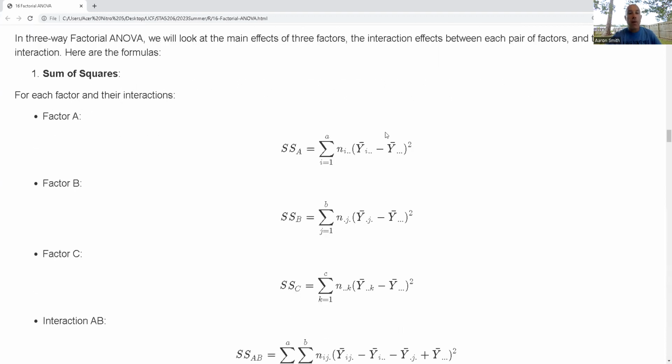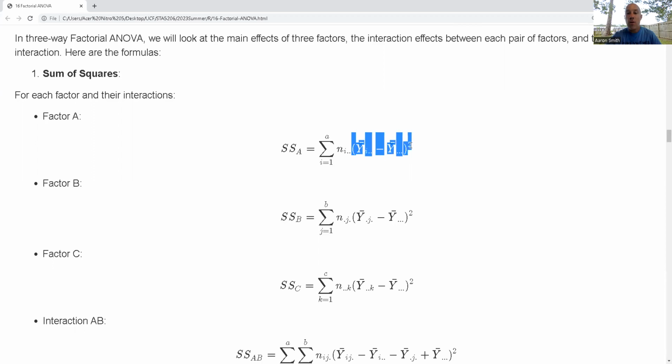Here's our formulas. So here I'm taking the average of my dependent variable for just one level of the first variable. So this is first level of A. Take the average of the dependent variable, subtract the overall mean. Take the second level of A, take the average of dependent variable, subtract the overall mean. Take the third level of A, take the average of the response variable, subtract the overall average. Keep on doing this over and over and over.